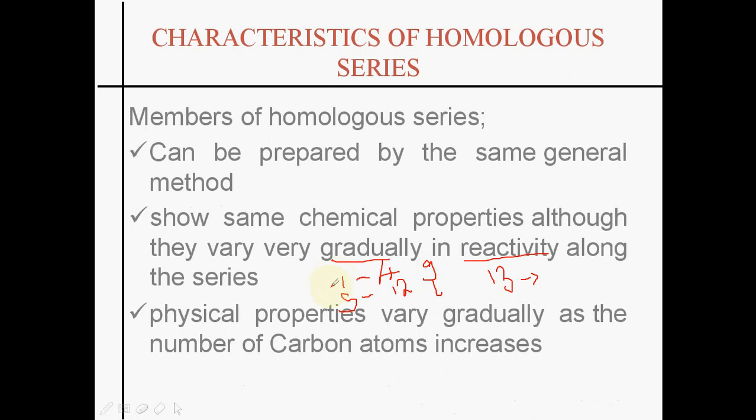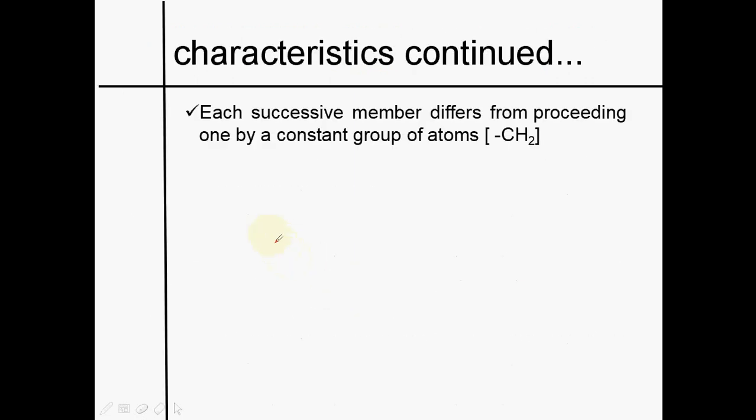When we look at the way each molecule in a given homologous series behaves in comparison to the next one or the preceding one, you realize the only difference that comes in is with the methyl group. So the methyl group, in this case, is the constant group of atoms.